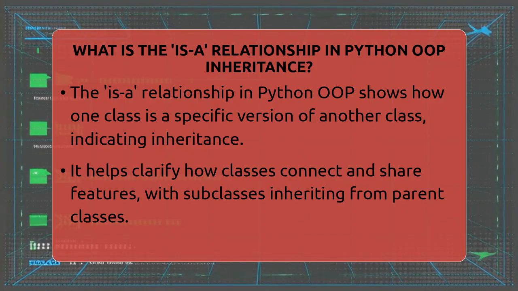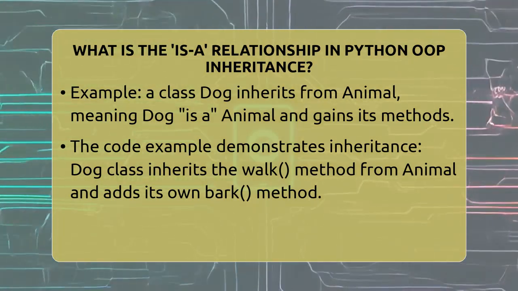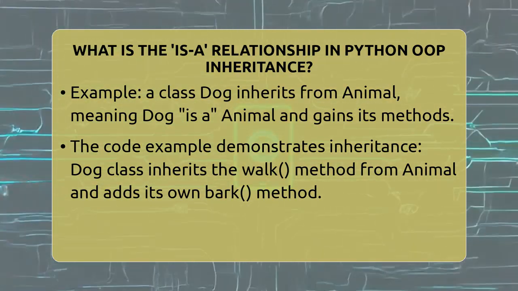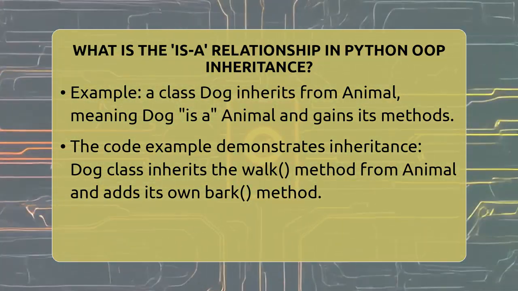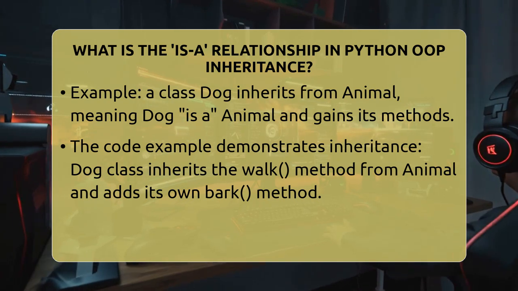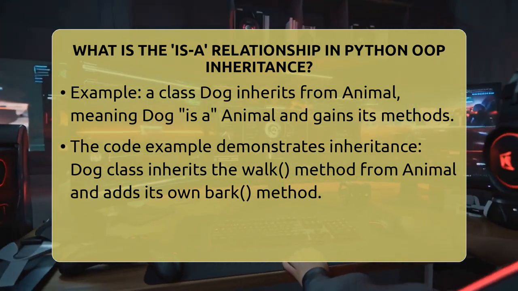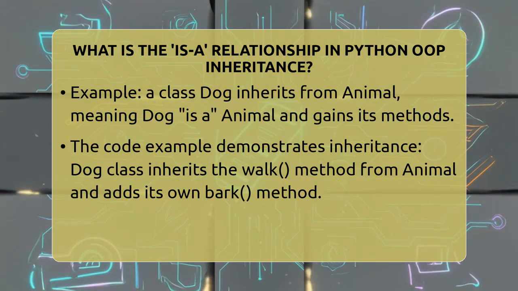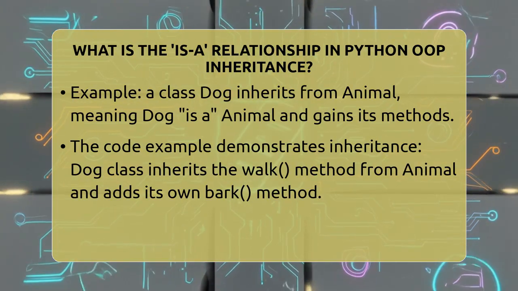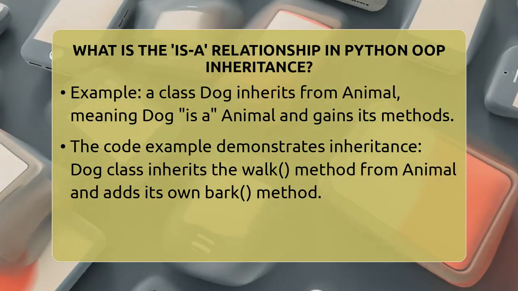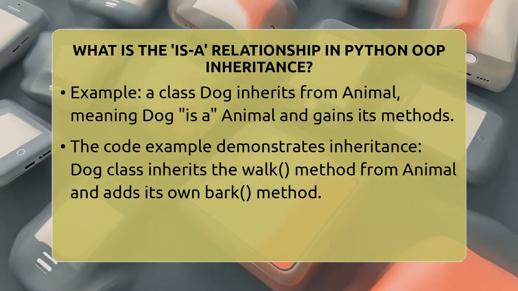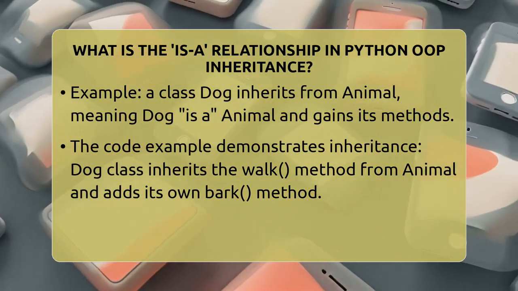Let's think about animals. You might have a class called Animal. Now, if you create a class called Dog that inherits from Animal, a dog is an animal. Every dog can do what an animal can do, like walk or eat. But a dog can also do special things like bark. So Dog is a subclass of Animal, and it has all the qualities of an animal plus its own.